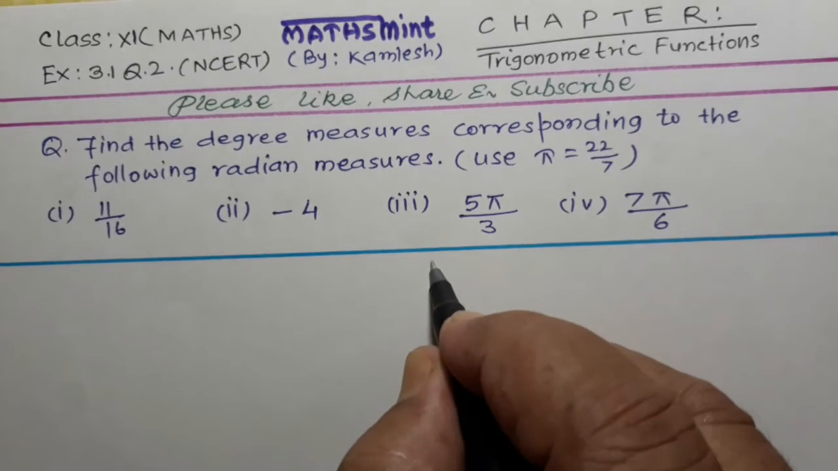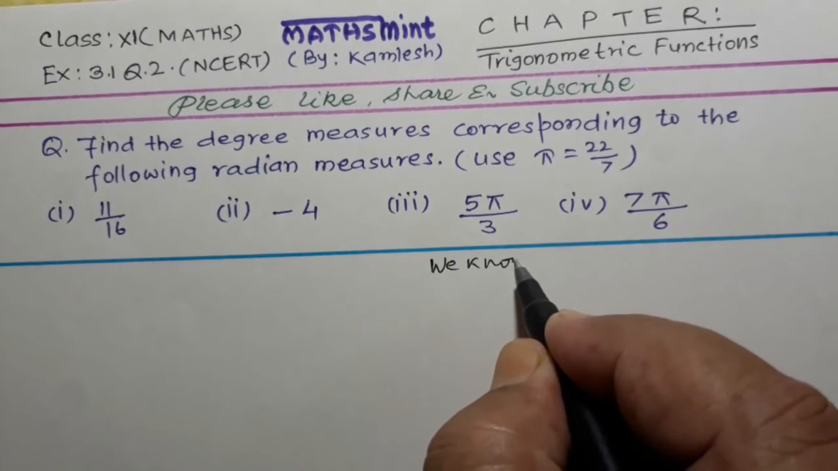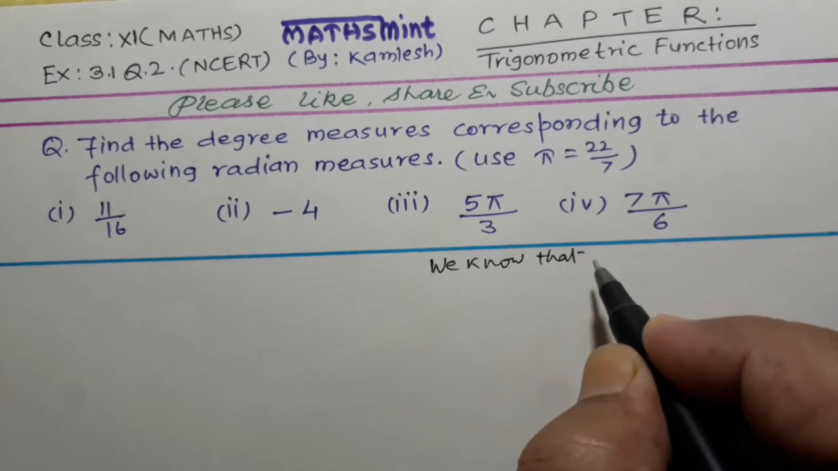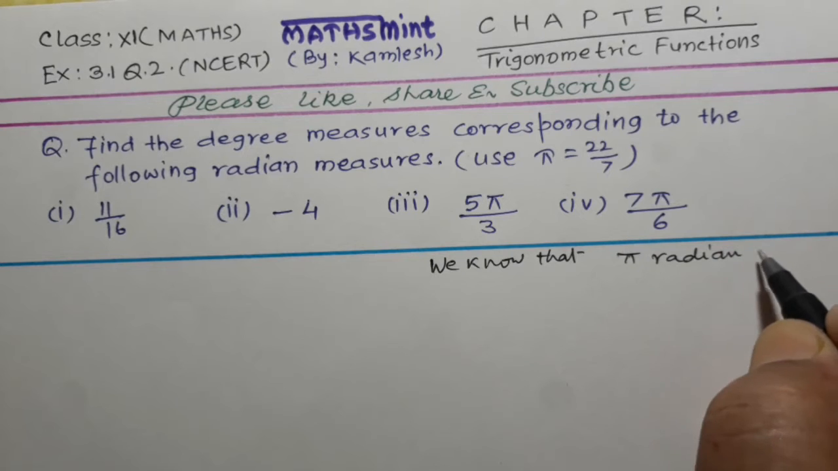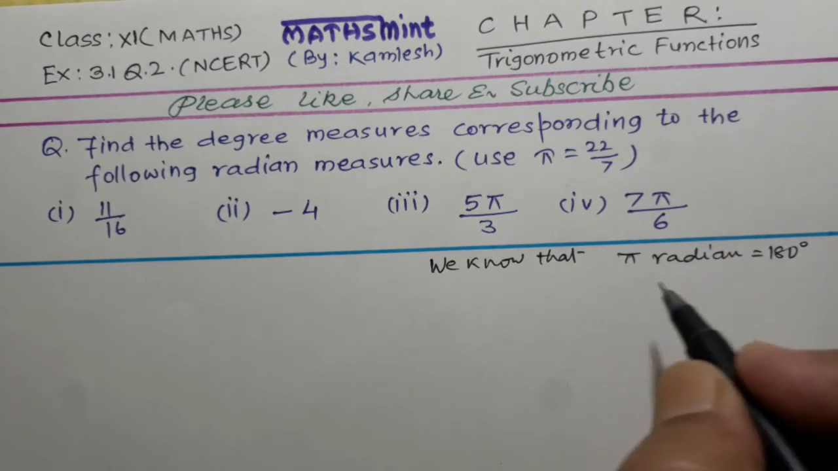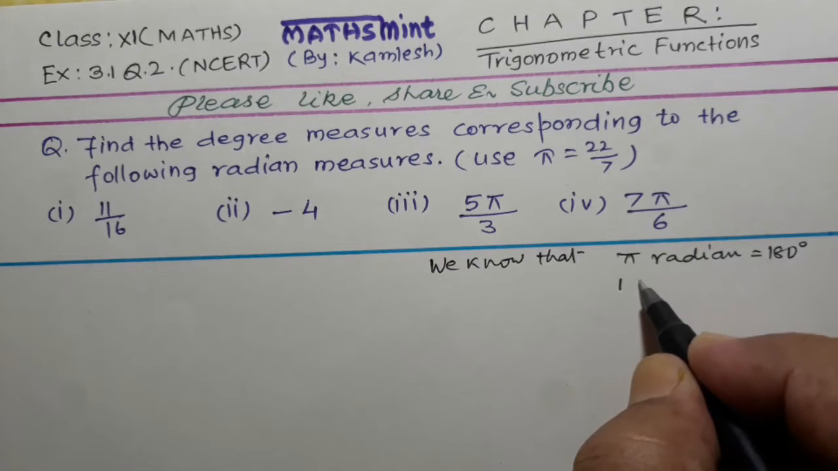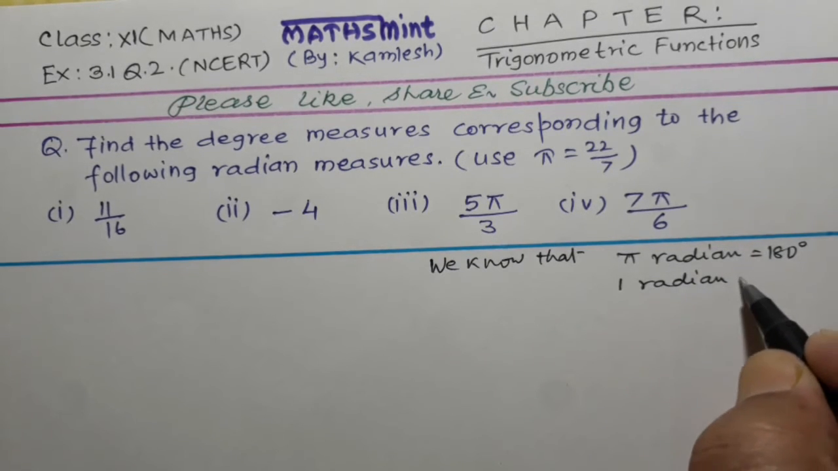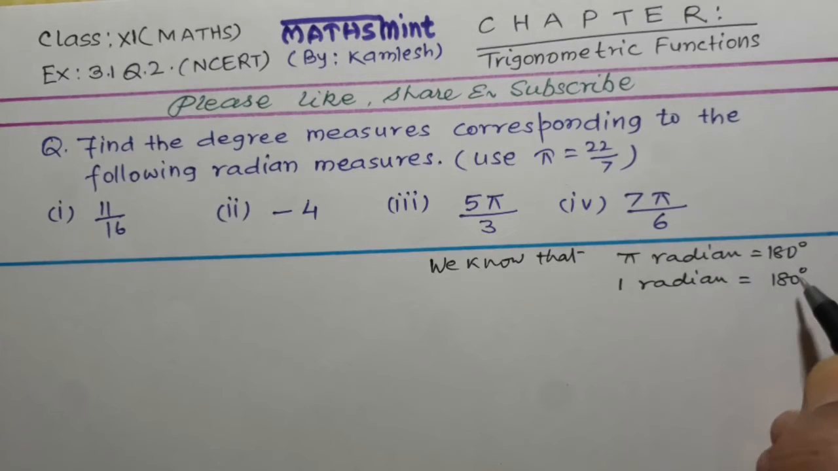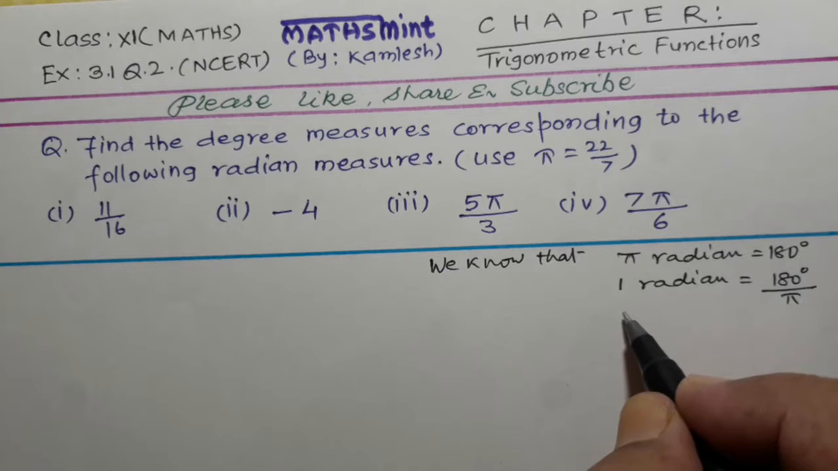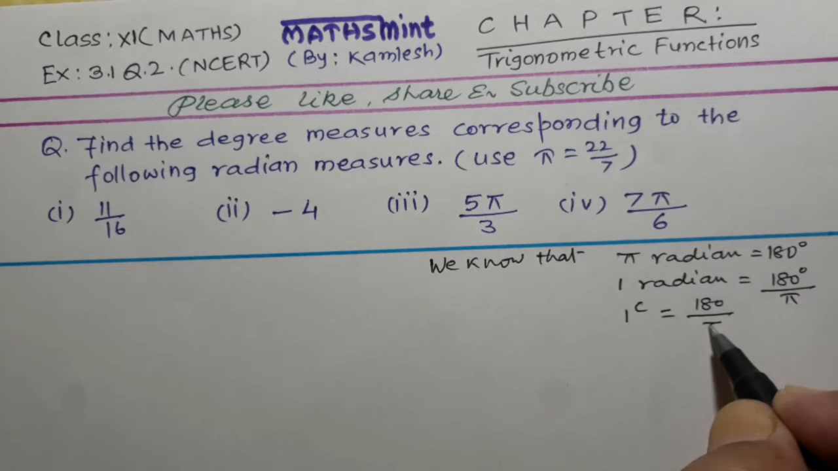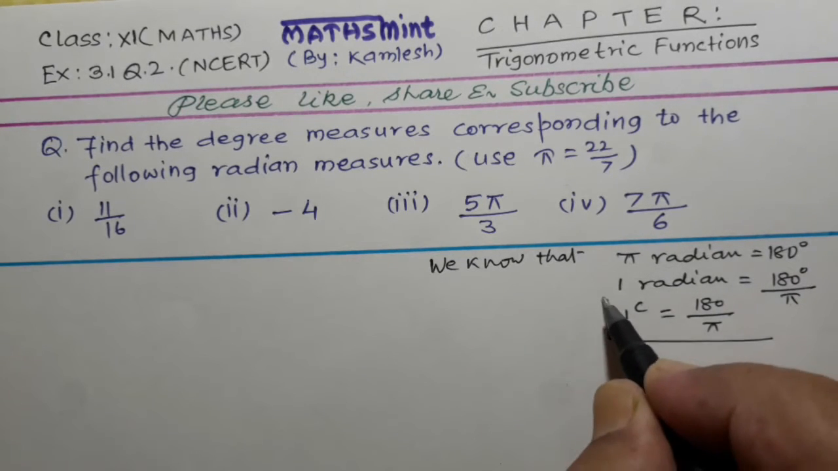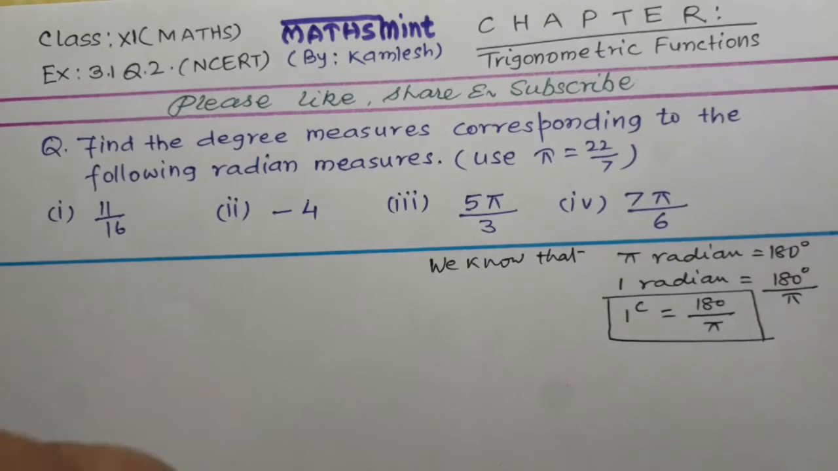We know that pi radian is equal to 180 degree. So 1 radian will be equal to 180 degree by pi. We can also write this in this way: 1 radian equal to 180 by pi. This is the formula which we shall use here. Okay.